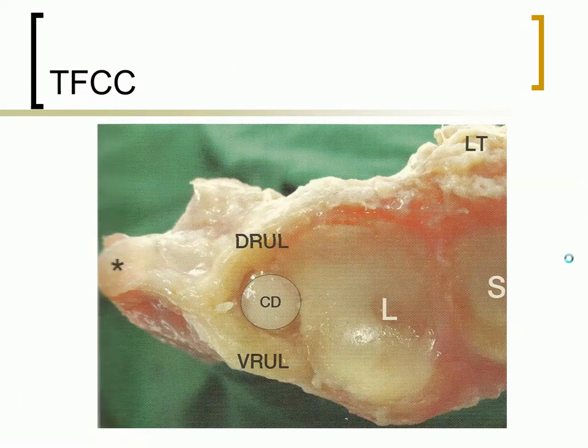Looking from above, you can see the V shape of the complex. In the middle is the central disc, CD. The central disc is like the meniscus in the knee. It bears load, but does not contribute to DRUJ stability, which is provided by the D, dorsal radial ulnar ligament, and the V, volar radial ulnar ligaments.